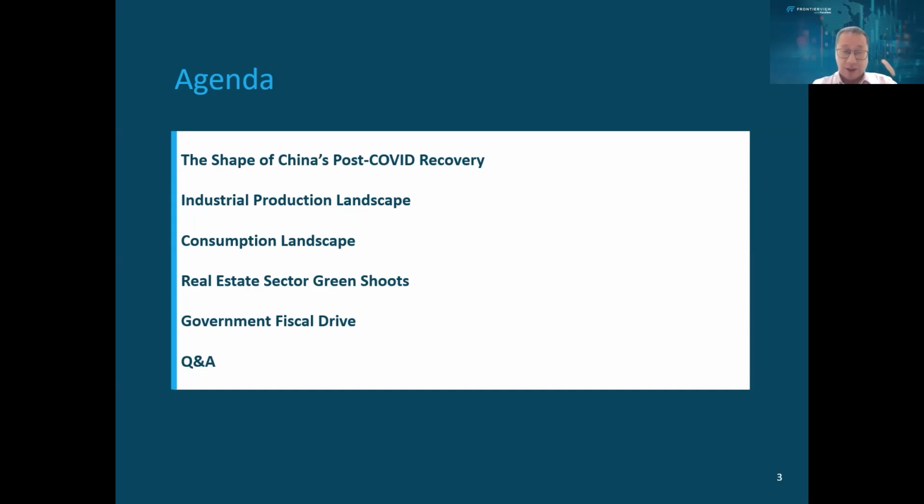This is the agenda for today. So we're going to spend a couple of minutes on describing the overall shape of China's post-COVID recovery before diving a little bit deeper into both the industrial production landscape and the consumption landscape, which are the two key pillar driving forces of economic recovery. Then we'll spend some time on the real estate sector, particularly because the real estate sector is so important to China's overall economy. It accounts for nearly 30% of the entire GDP.